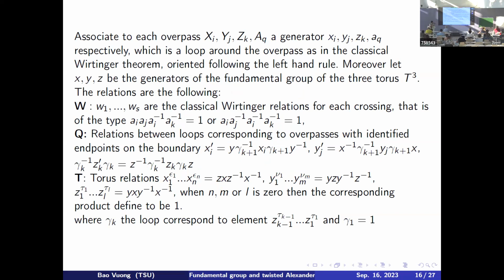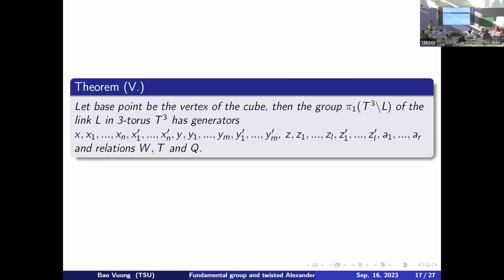And thus we have three types of relation: W, Q, and T. W is the ordinary Wirtinger relation, and Q is when the arcs intersect with the boundary, and the torus relation comes from the torus nature of the embedding, because we embed in the three-dimensional torus, and thus we get a presentation of the fundamental group.